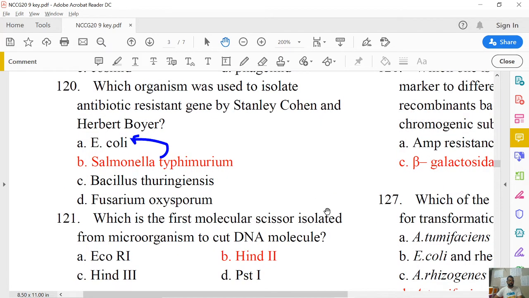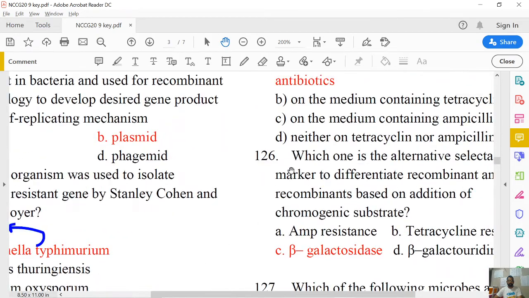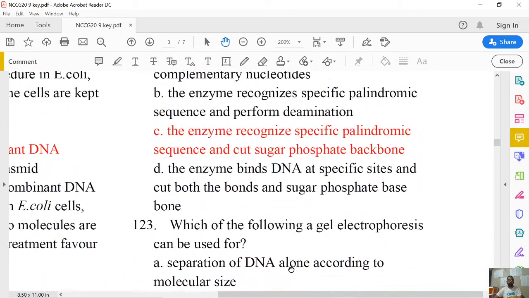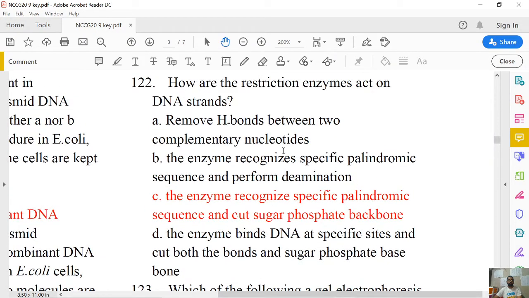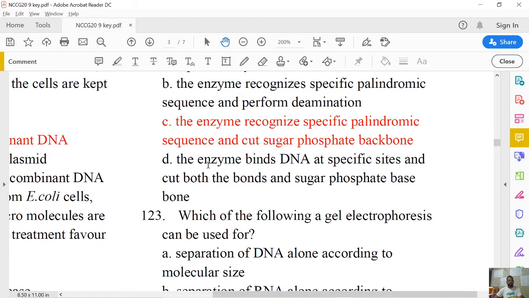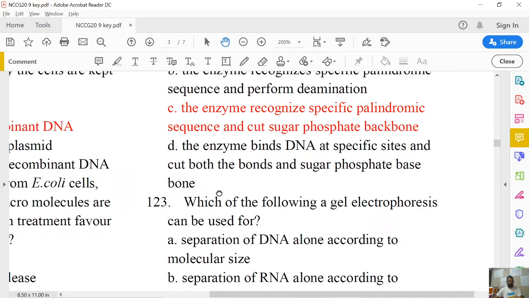Which is the first molecular scissor isolated? How do restriction enzymes act on DNA strands? So as we know, the enzyme recognizes a specific palindromic sequence and cuts only the sugar phosphate backbone, not any other bonds. So they are specifically breaking the phosphodiester bonds.